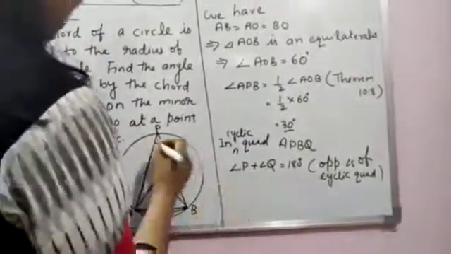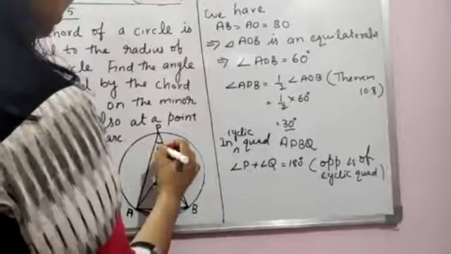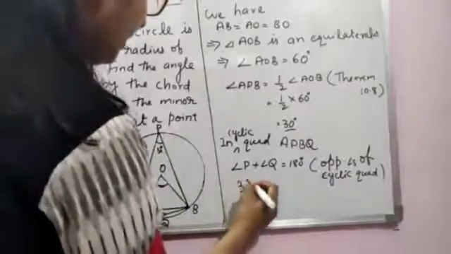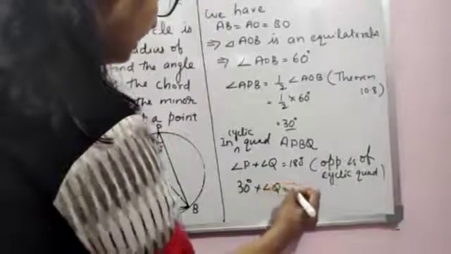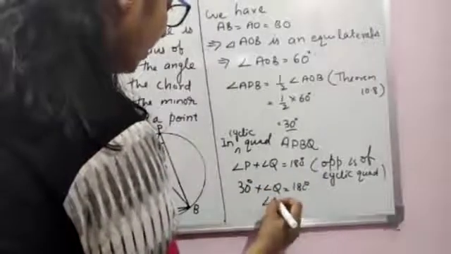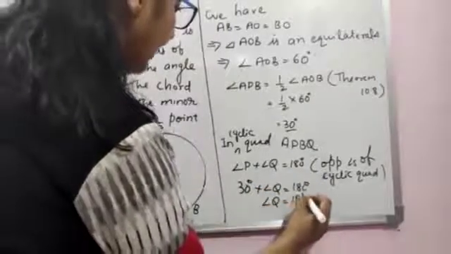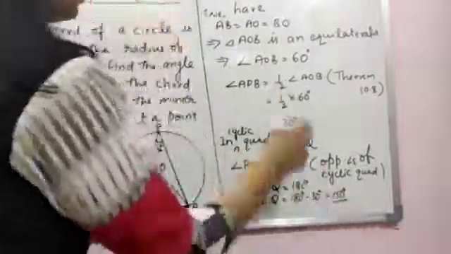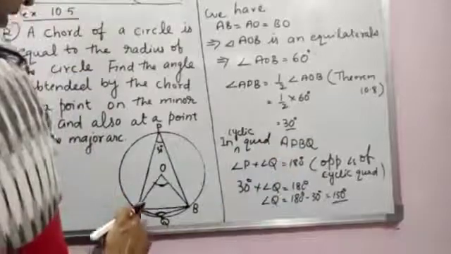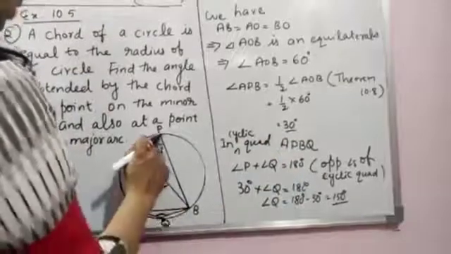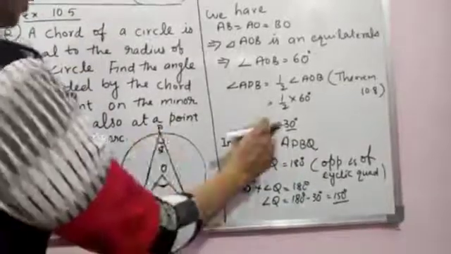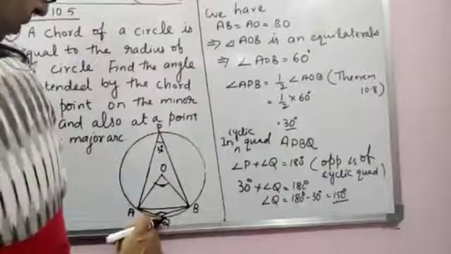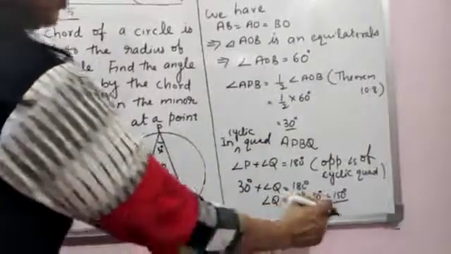So angle P, you know that is equal to 30 degrees. So 30 degrees plus angle Q is equal to 180 degrees. So angle Q is equal to 180 degrees minus 30 degrees, is equal to 150 degrees. So both angles we have got: the angle subtended by the chord on the major arc is equal to 30 degrees, and on the minor arc it is 150 degrees.